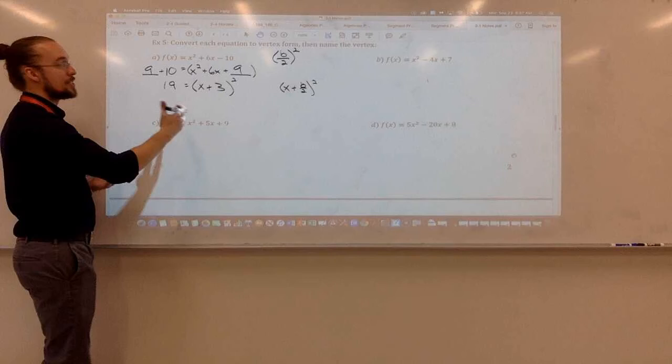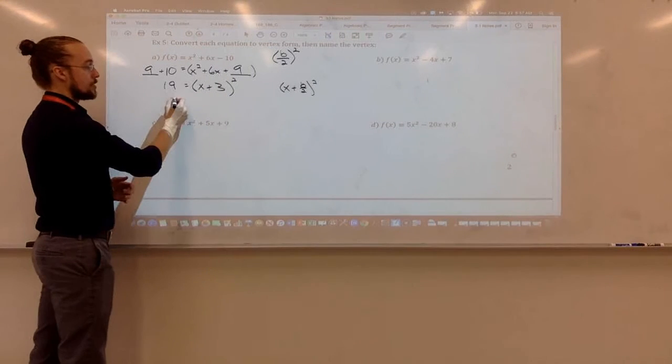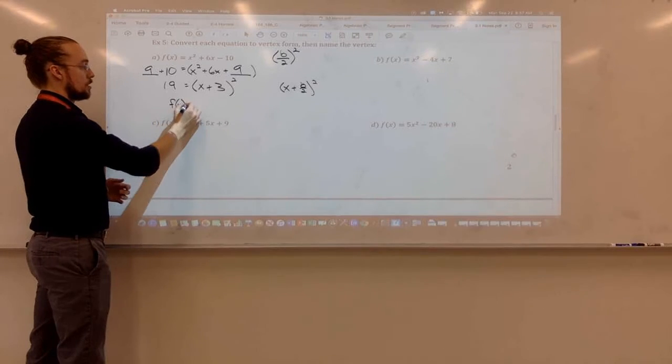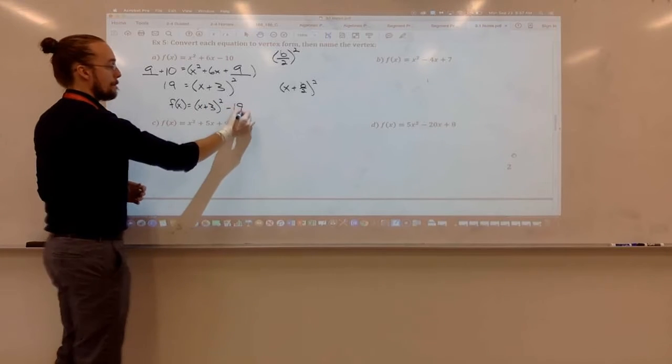So now, to finish this out, to put this actually into vertex form, move the 19 back over. And we can say this is x plus 3 squared minus 19.